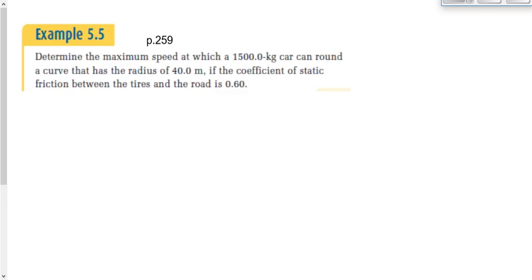One more. Last one today. It's a good one, too. Love this question. Determine the maximum speed at which a 1,500 kilogram car can round a curve that has a radius of 40 meters if the coefficient of friction between the tires and the road is 0.60.